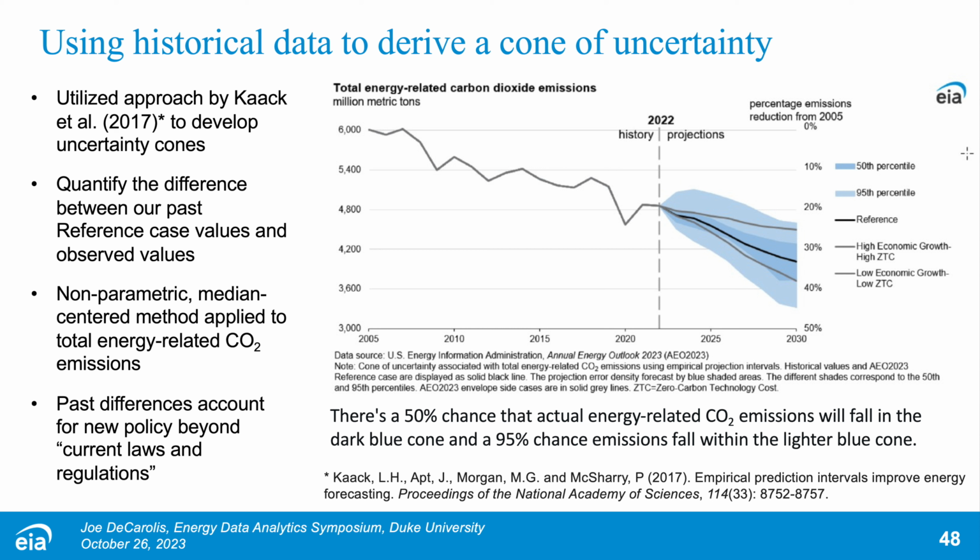The two gray lines represent the most extreme emissions that we got across all of the cases that we ran in the AEO. And the blue cones represent the uncertainty cones that I've been talking about. And I think this is really interesting, right? Because a lot of times people complain about our projections being wrong or being biased. So by forming these cones, what we're doing is we're looking at the actual difference between what we said would happen and what did happen, and that's informing the cone.